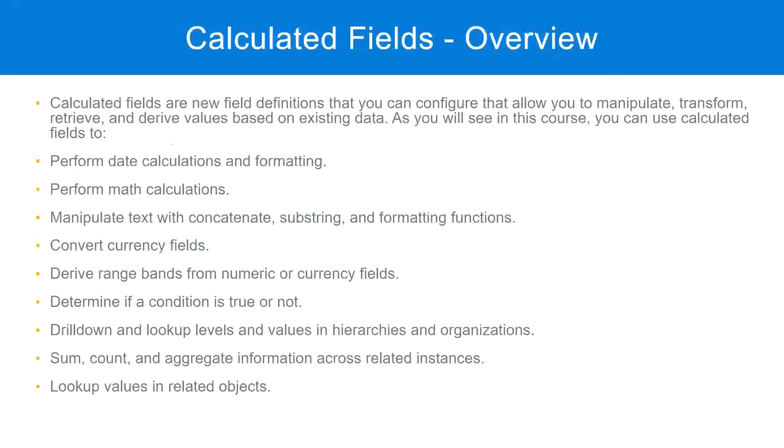You can also work with currency fields, right? Your compensation fields are typically currency fields, like total annual base pay. And if you are submitting an expense report, the total amount, etc., those are currency fields, right? Currency fields have a numeric part and a currency symbol. So those currency fields can be converted. You can convert them into a number. You can convert them into some other currency. You can derive range bands from numeric or currency fields.